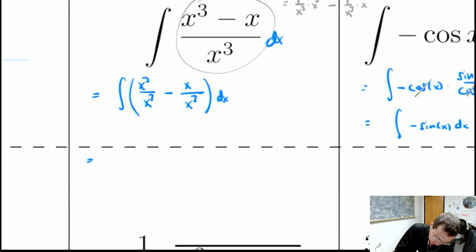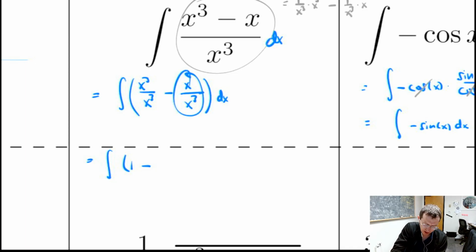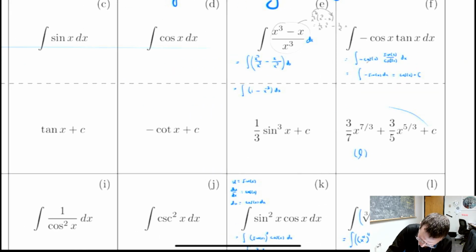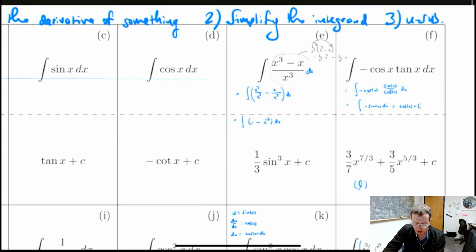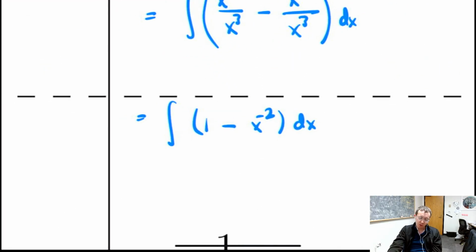Now if I simplify this, x cubed over x cubed is 1. X over x cubed, I could write that as 1 over x squared. But for the purposes of anti-differentiating, as we saw in this example, it's often helpful if you can write something as a power of x. So instead of 1 over x squared, I'm going to use a negative exponent and write that as x to the minus 2.